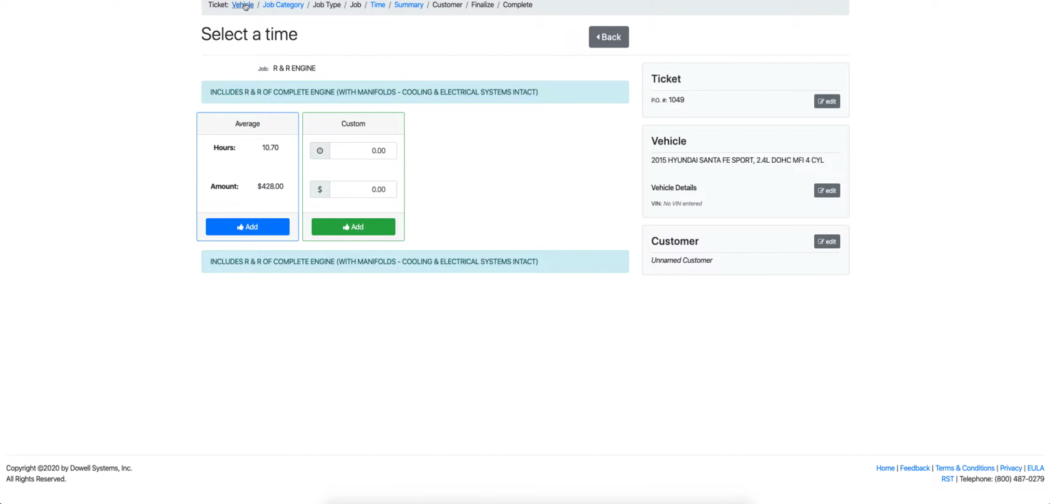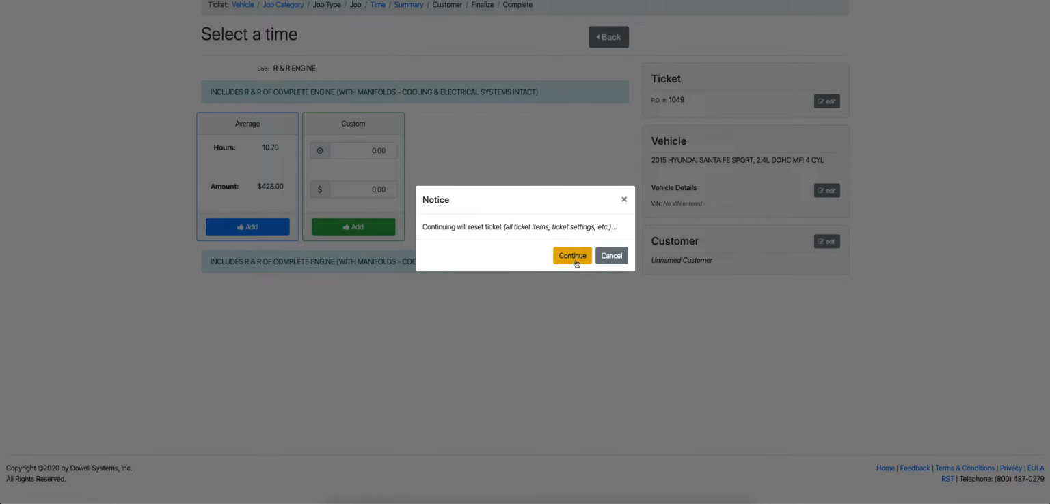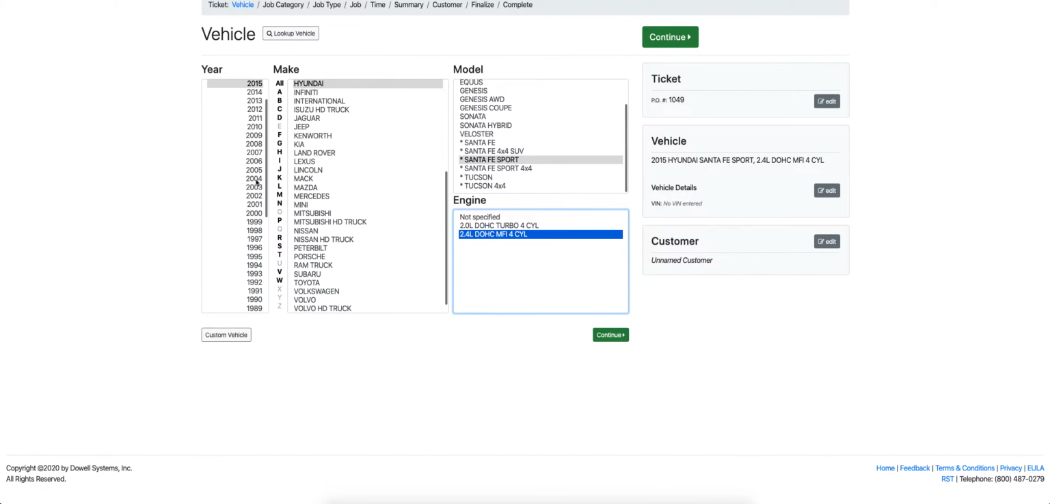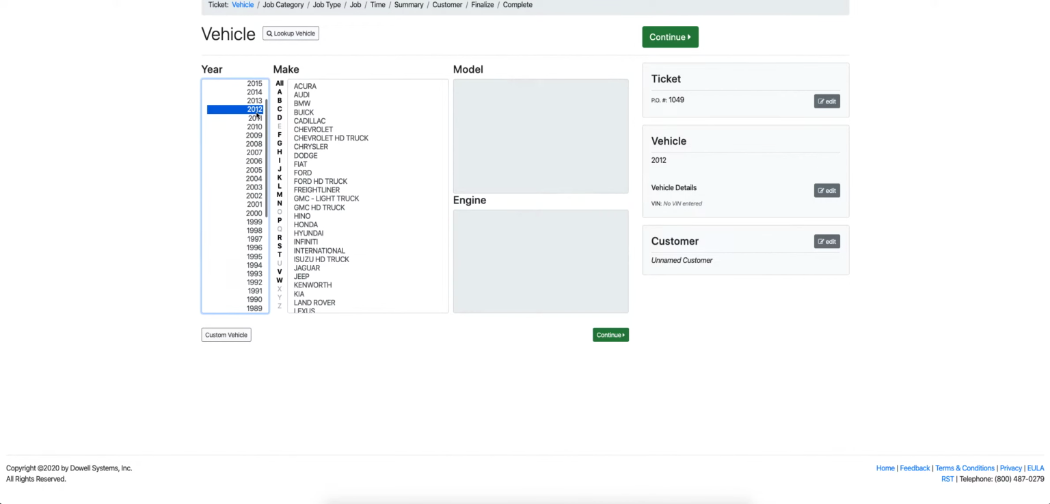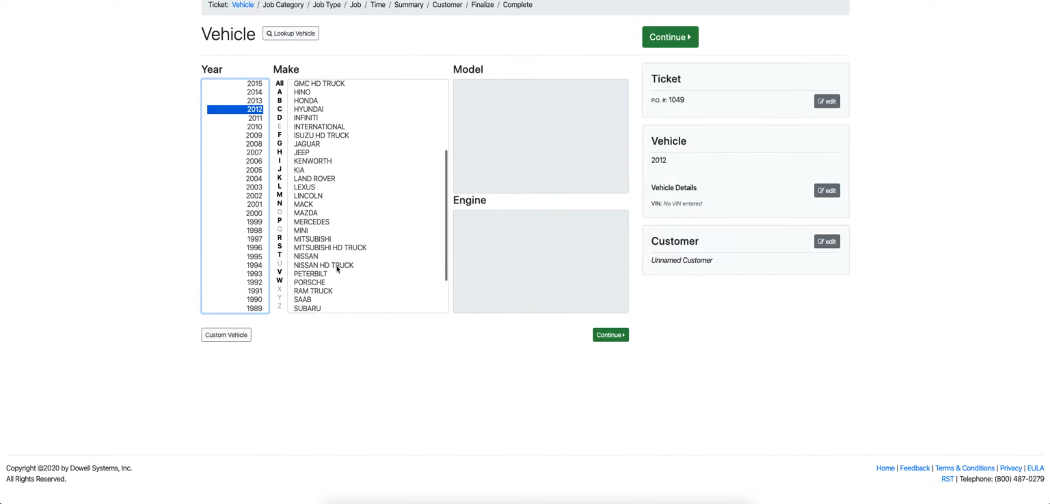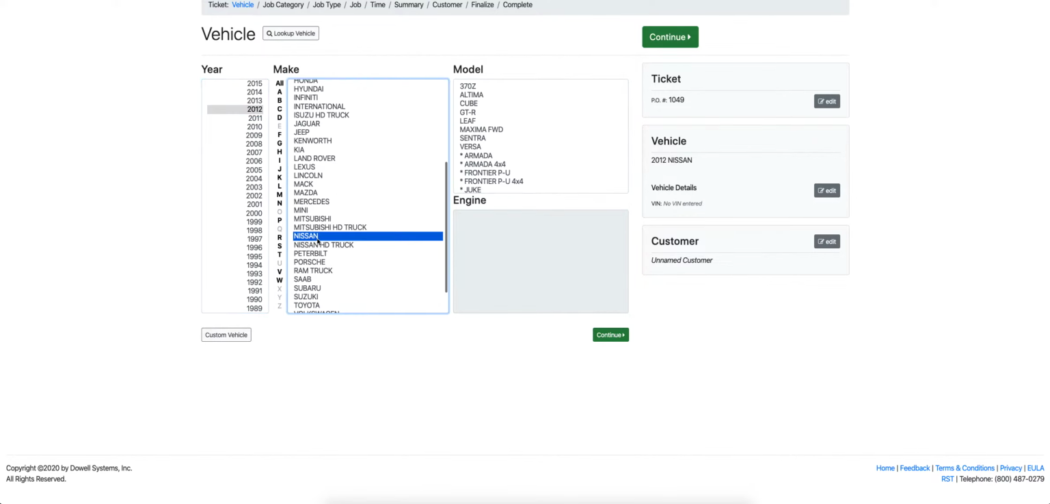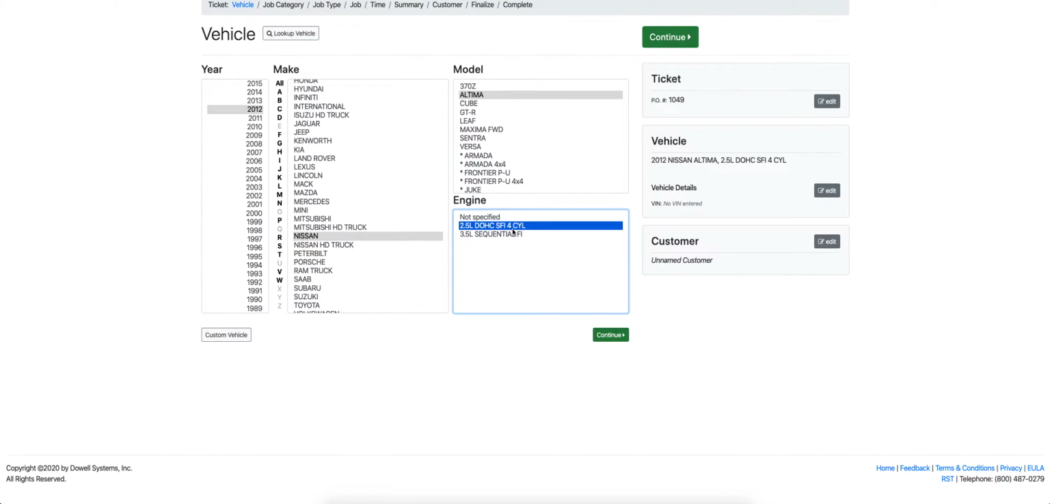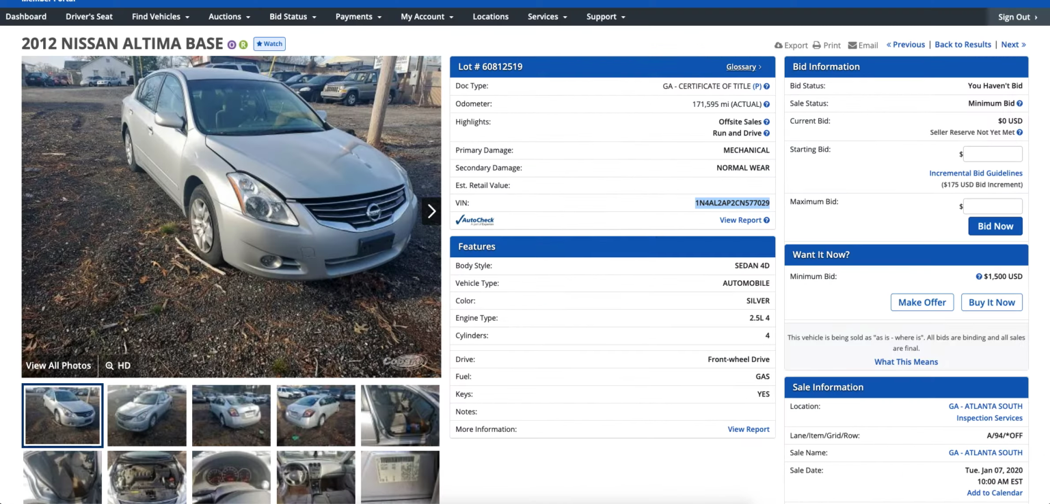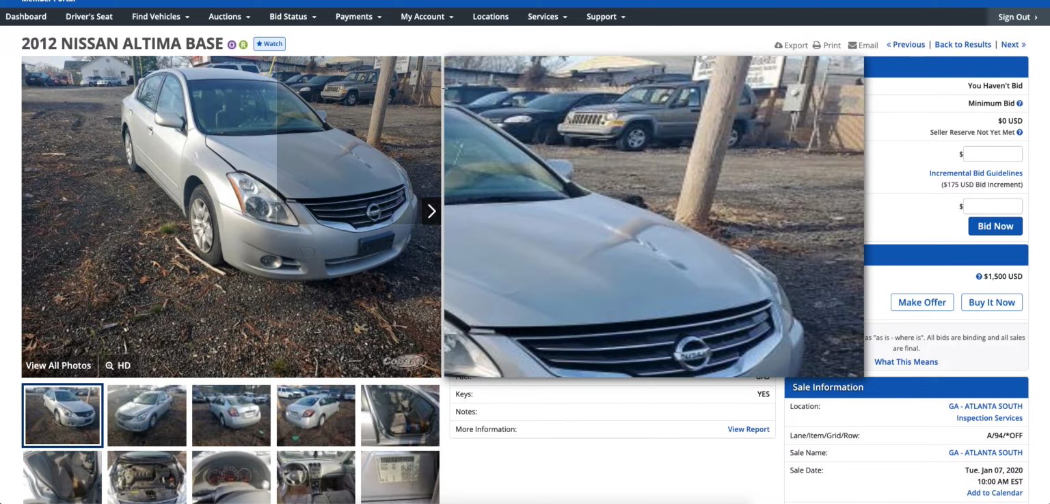Let's take a look over here. Yeah, don't worry about that. Let's look at a 2012 Nissan Altima 2.5. Here, let me confirm it for you, so this way there's no naysayers. All right, 2.5. It's a 2012 Altima.